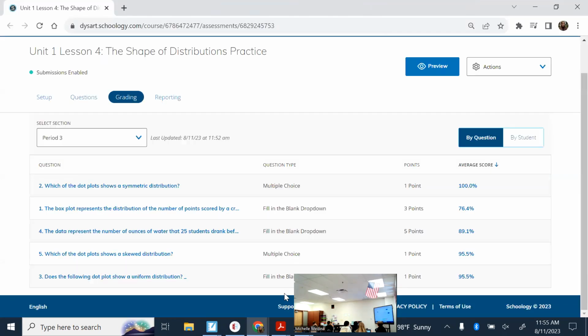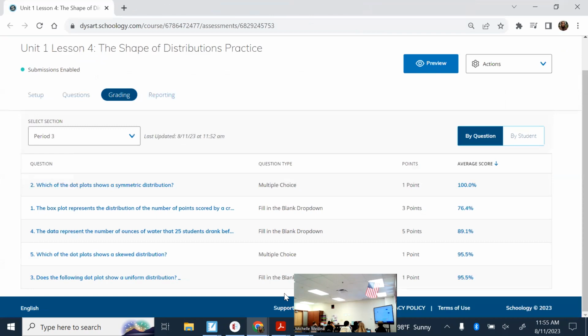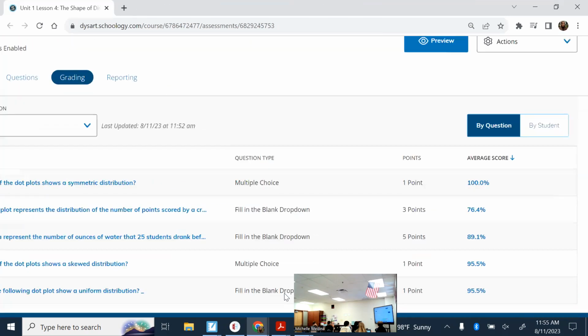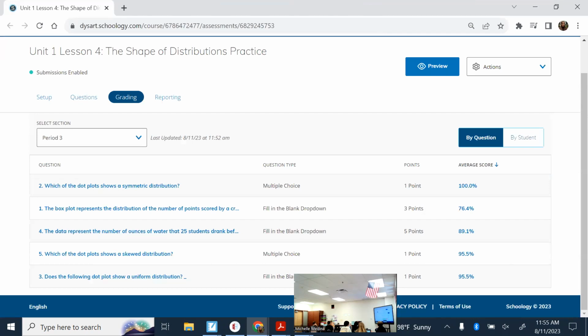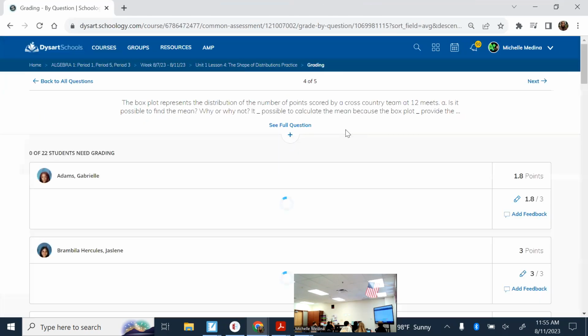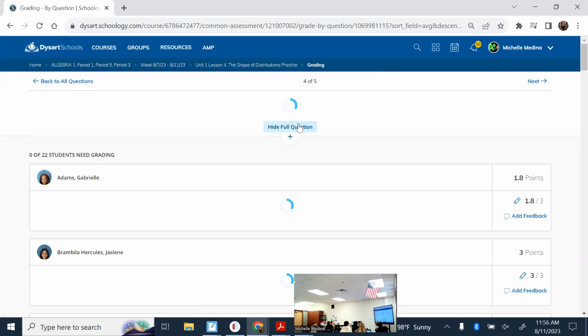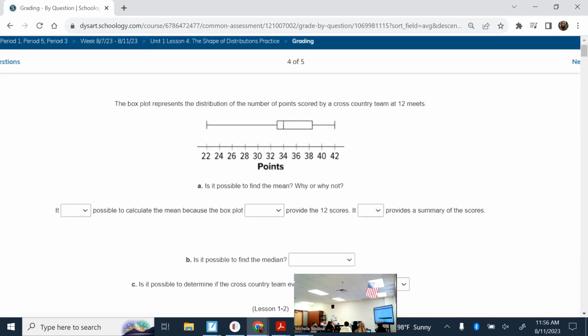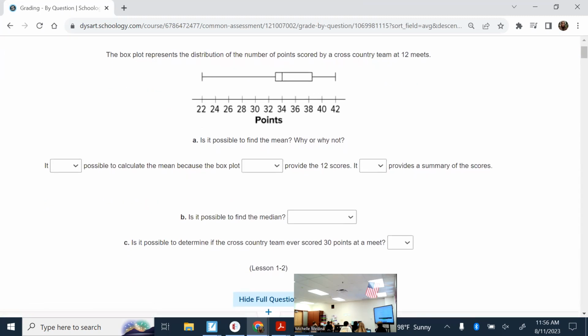So you guys are period 3 for algebra. It looks like so far everyone got it right about which one shows a symmetric distribution. No one has any confusion about that. It's this one, the one about the box plot, that is most missed. So let's see that. And then if you have other questions, let me know. I could always take other examples on the board.